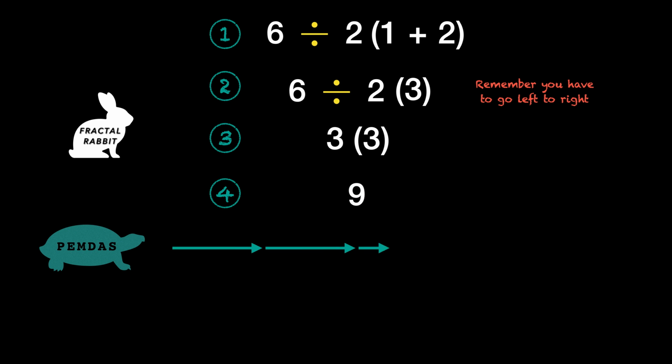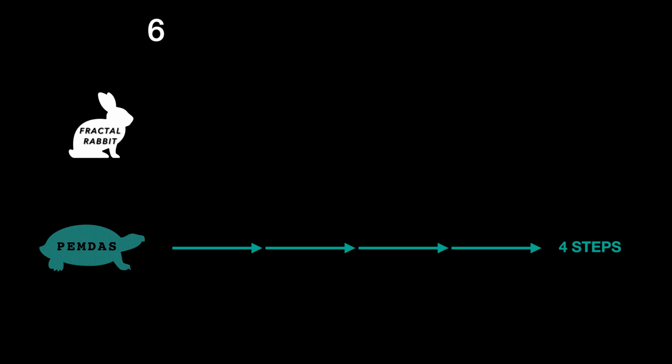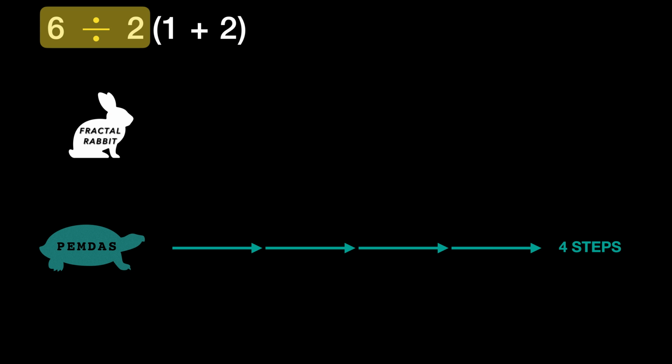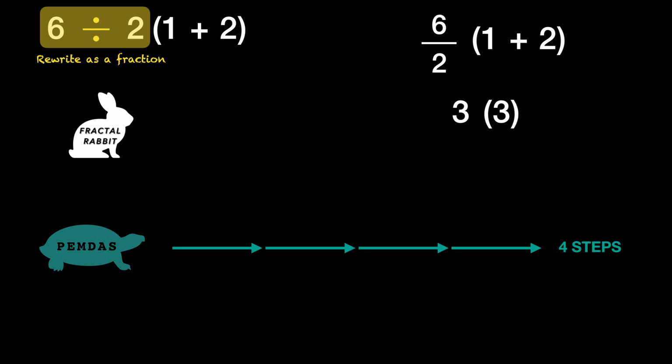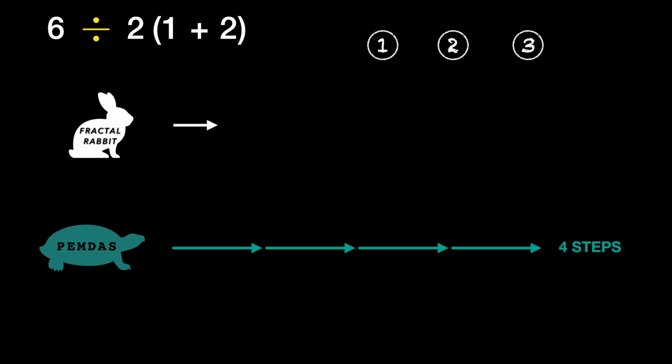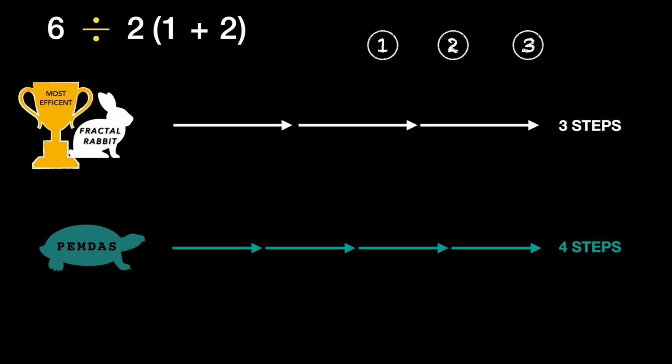Now let's try it using fractions. So this is what we're going to do with our fraction way: 6 divided by 2, we're going to rewrite it as a fraction. So it's going to be 6 over 2 times 1 plus 2. And now you can just go ahead and solve. 6 divided by 2 is 3, 1 plus 2 is 3, 3 times 3 is 9. So that's 1, 2, 3 steps that we solved when we turned that division into a fraction, and we got the same answer. So again, there's 3 steps instead of 4. So our rabbit is going to win the most efficient way.